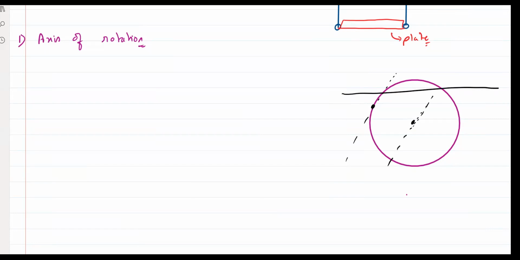So that is why I told you the first thing that you have to look for is axis of rotation. What is the axis of rotation? Any object can be rotated in multiple ways depending on the axis of rotation.